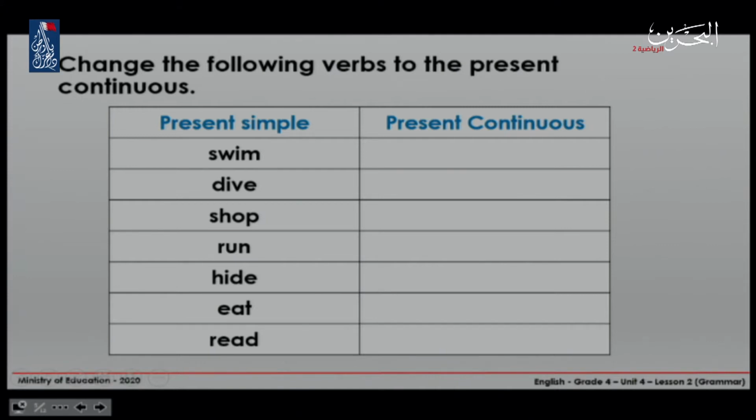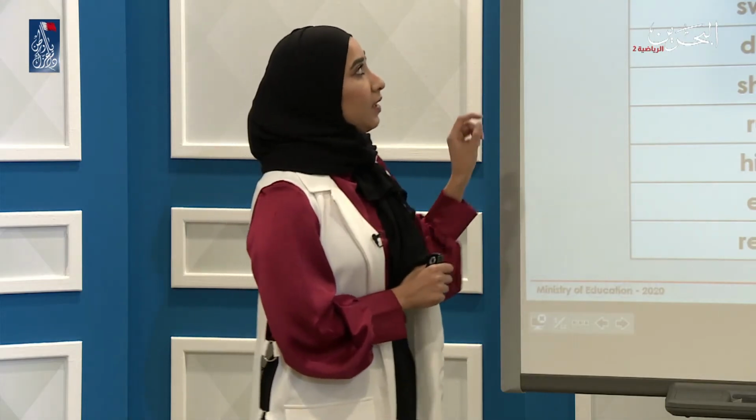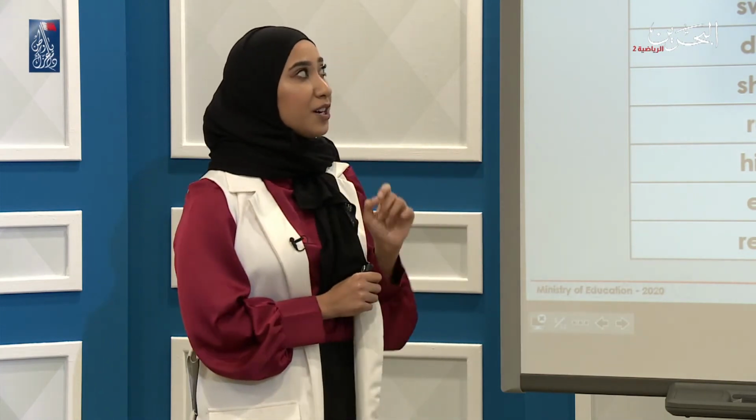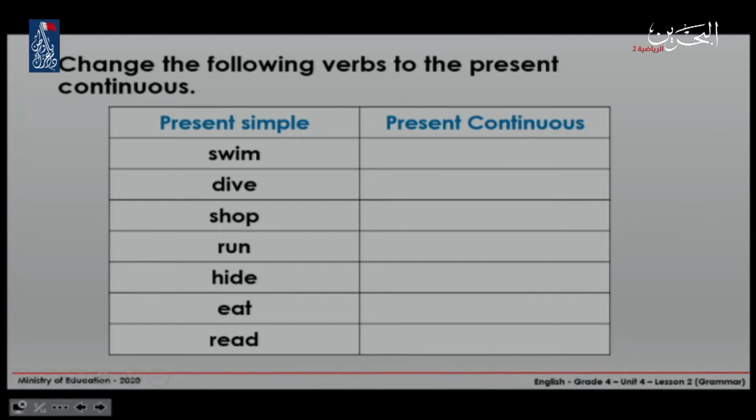Now, as we learned the previous two rules, let's change the following verbs to the present continuous. Here we have present simple verbs. I want you to change them to present continuous. I'm going to give you 3 minutes to do this activity. Now let's start with the first word. I'm sure you remember it from the previous slide.